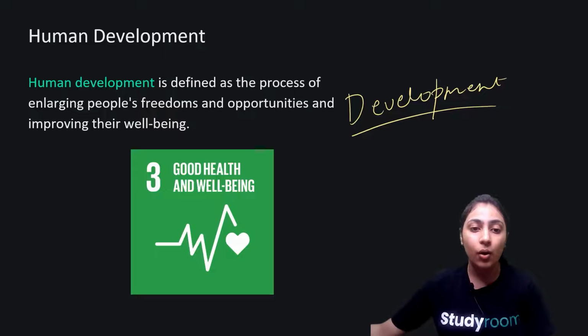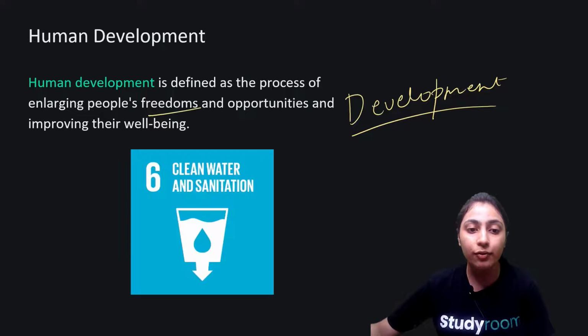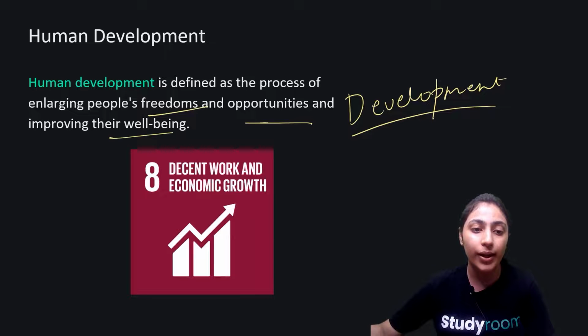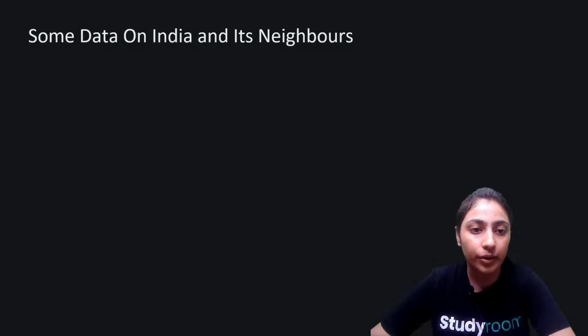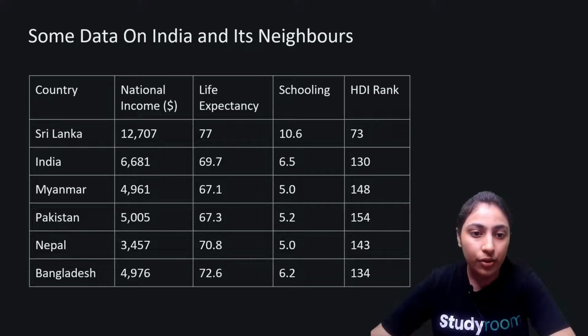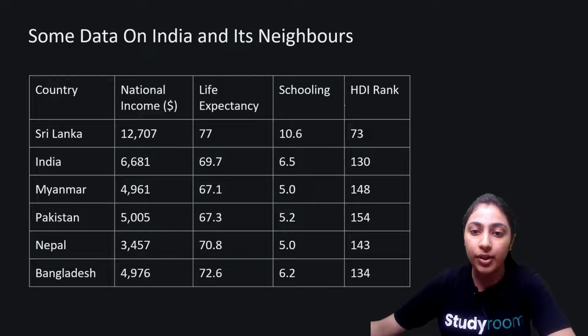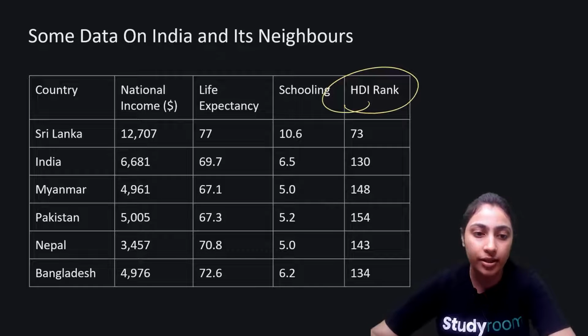So all these things come in that: freedom, opportunities, well-being, all of that. Moving forward, some data on India and its neighbors. Over here they are showing country, national income, life expectancy, schooling, and HDI rank. HDI rank over here means Human Development Index.